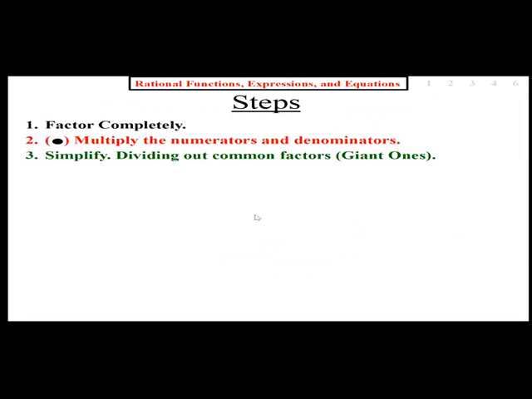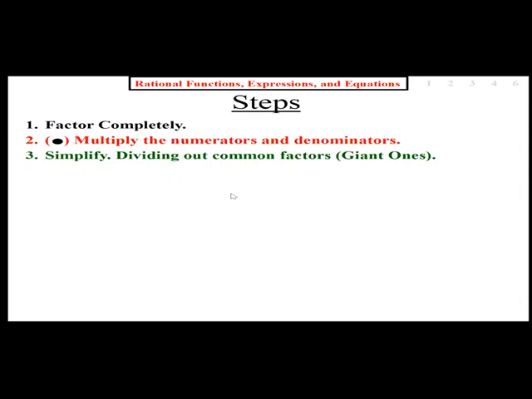Example, oh, my bad. I'm going to give you steps once again, just to make sure that we have our process down. Steps. Number 1, factor completely. I'm going to do that in black. Step 2, multiply the numerators and denominators. I'm going to do that in red. And step 3, simplify, which is divide out the common factors or the giant ones. I'm going to do that in green. Copy that. I'll give you 1 minute.